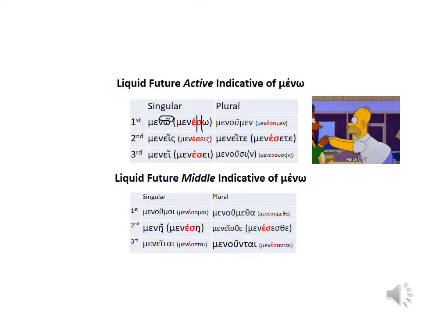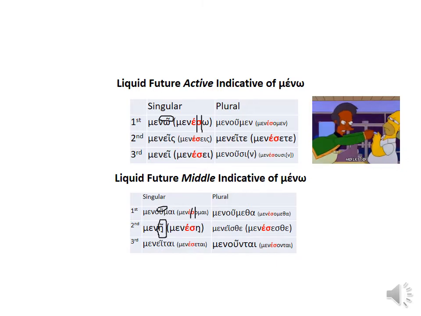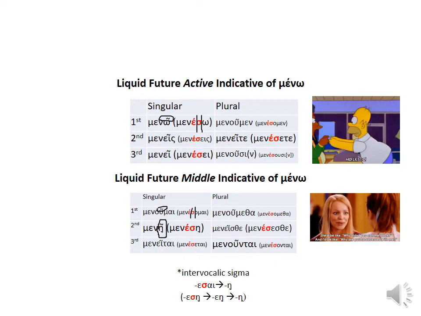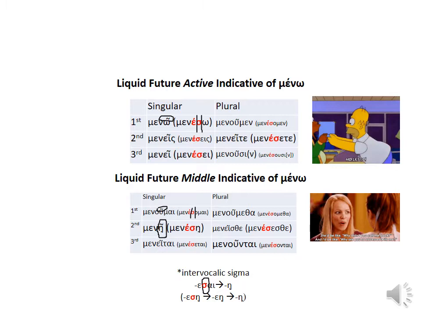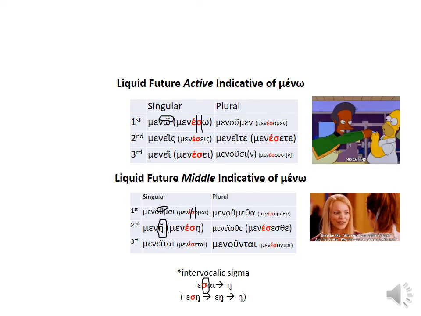The liquid future middle indicative of μένω. The same story. You've simply lost your intervocalic sigma, and then contraction has occurred, which has given you these circumflexes. So μενοῦμαι, μενῇ, μενεῖται, μενούμεθα, μενεῖσθε, μενοῦνται. And where, again, have we seen the biggest change? In the second person singular. What has happened? Those two vowels surrounding the sigma become so obsessed with it. They smother it to death unwittingly, and then we get this strange contraction.